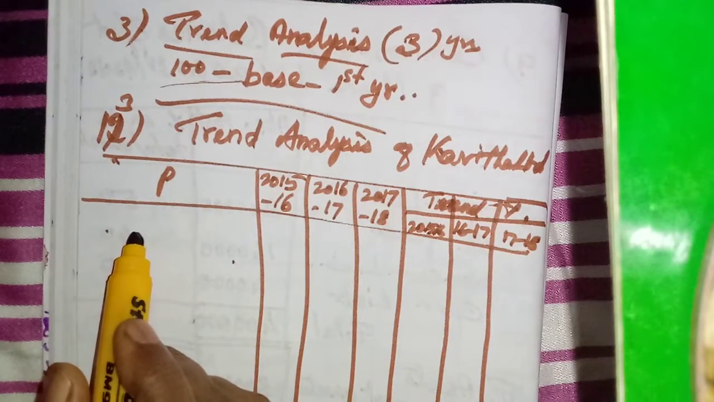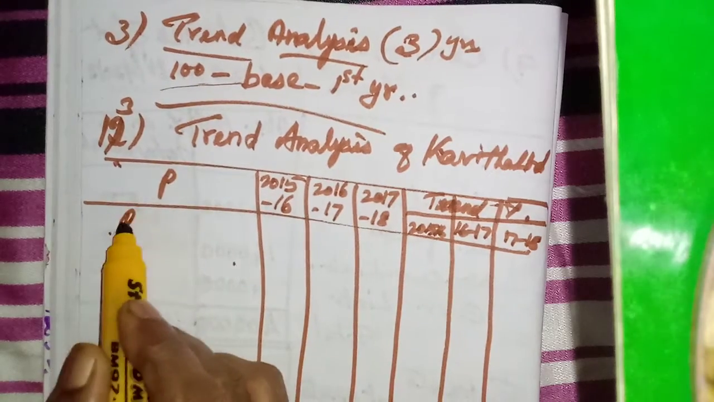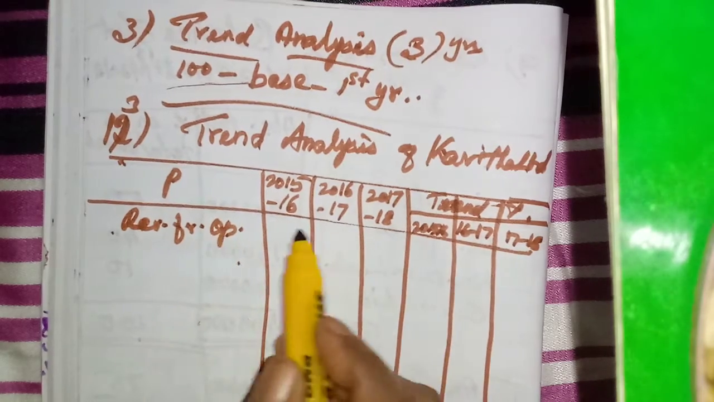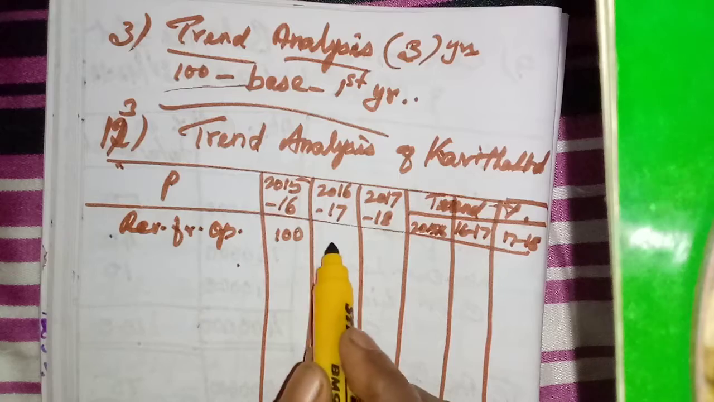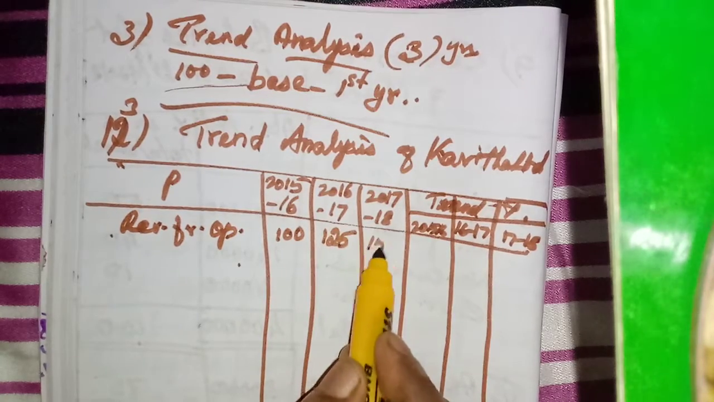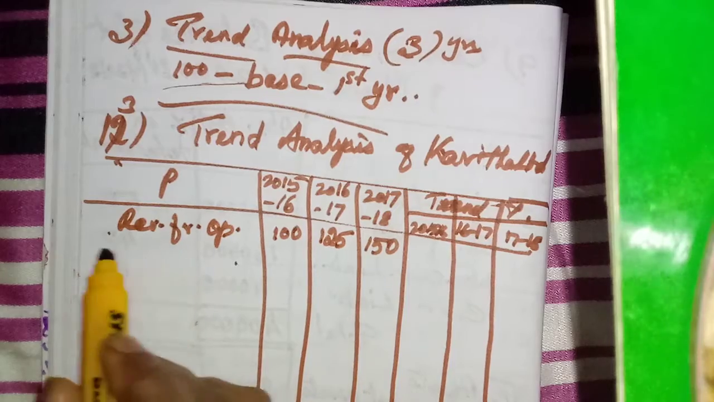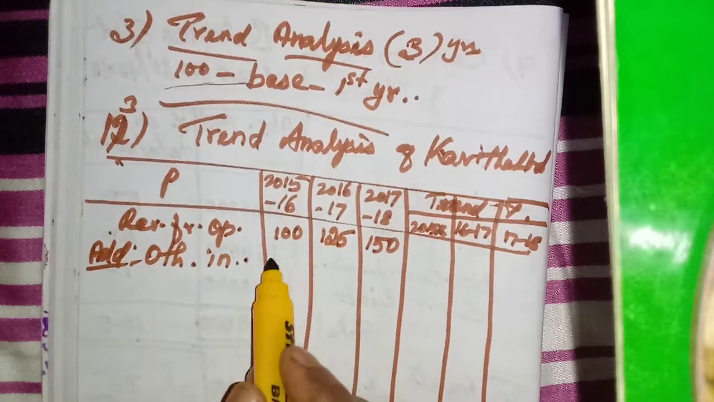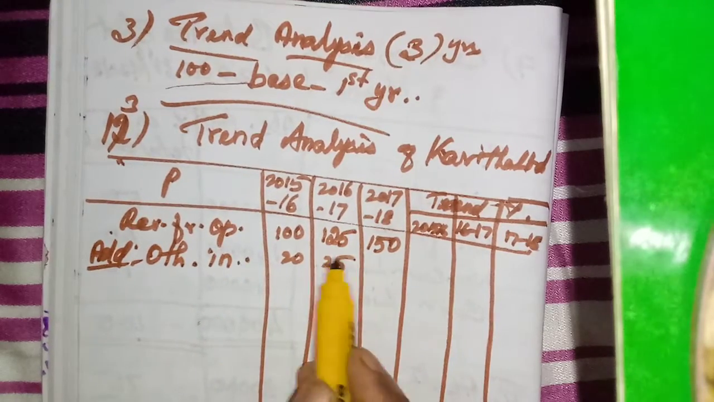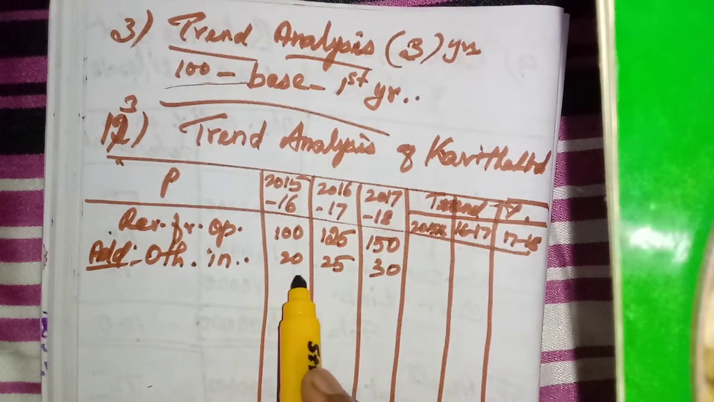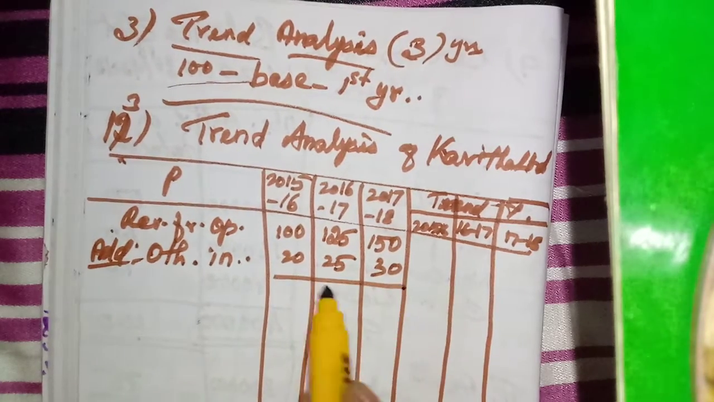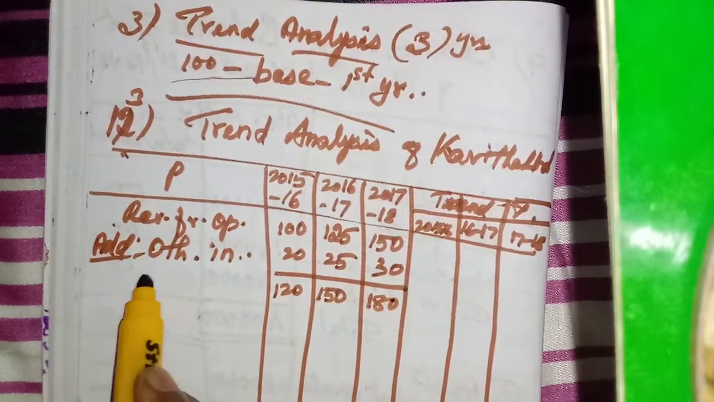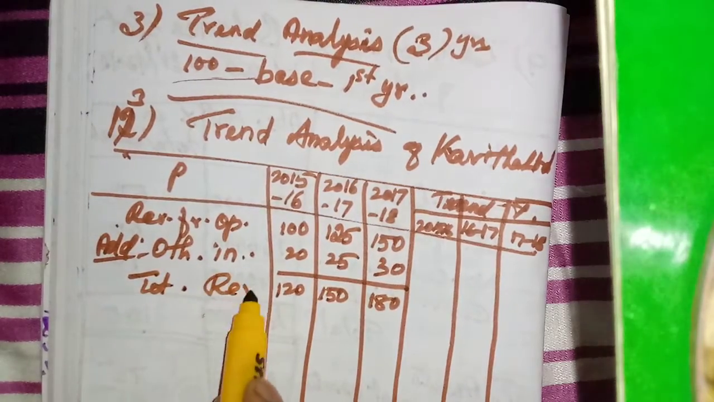So first, what is given we have to write. What is their revenue from operation? Okay, 100, 125, 150. Then add other income. Other income 20, 25, 30. We will add and write: 120, 150, 180. What is this? Total revenue.